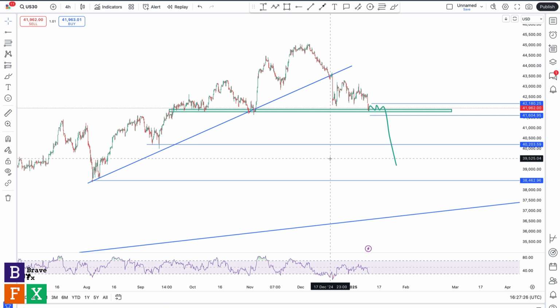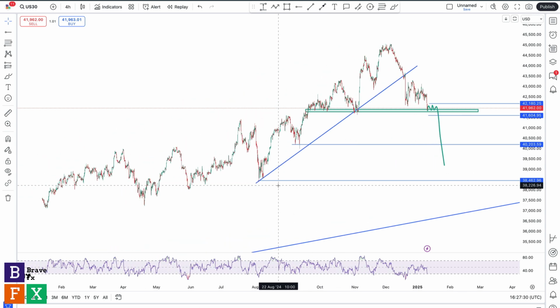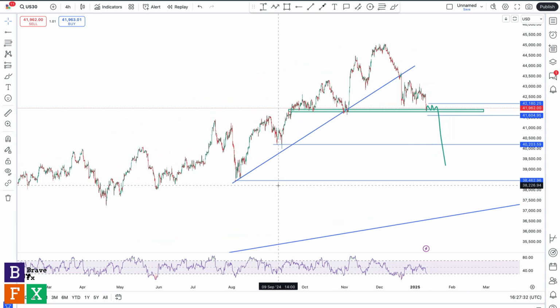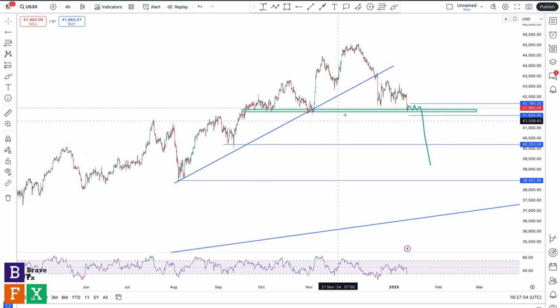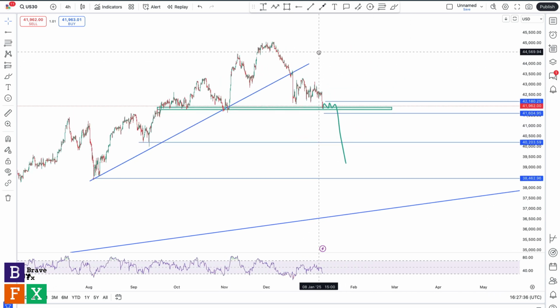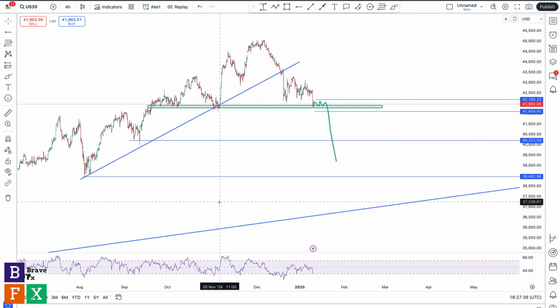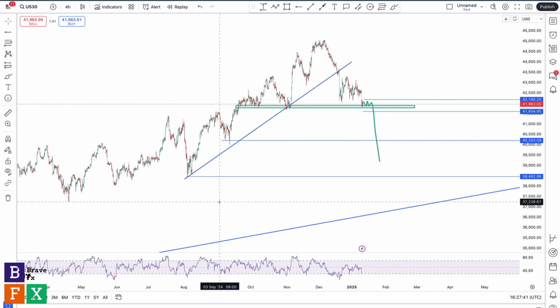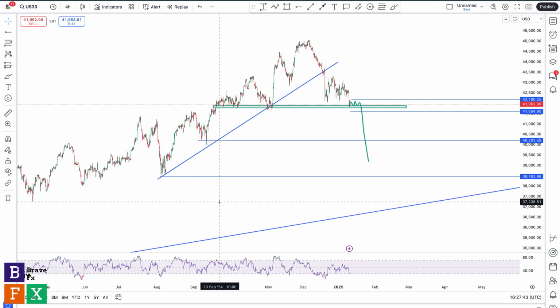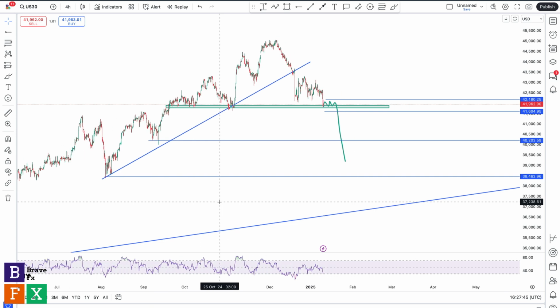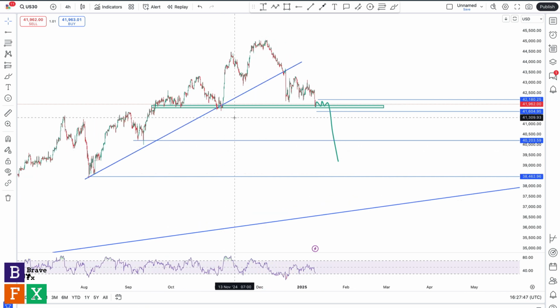Just because this has been a bullish trend since 2023 doesn't mean we can't go down, because the current market structure indicates that there's a good chance we go down. And we all know head and shoulders is a trend reversal pattern, right? So this is my bearish case scenario for US30.